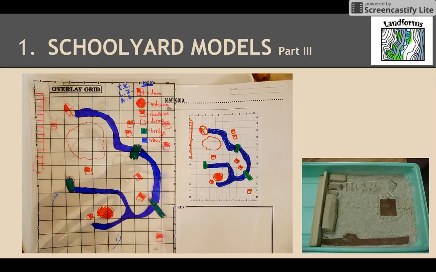The last part of the investigation is to transfer the information on the overlay to the map grid. Students use the labels on both grids to help them make a similar drawing that is smaller than the first one. They will also include a map key and symbols in their maps.